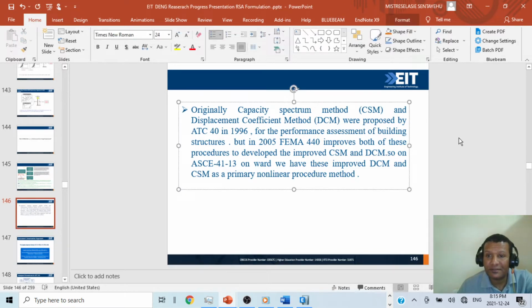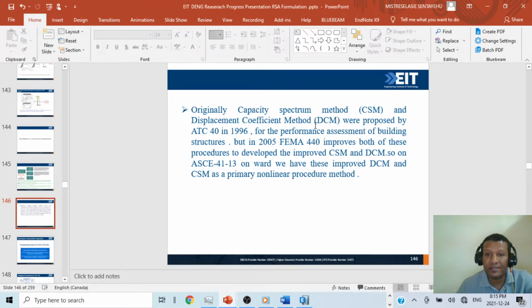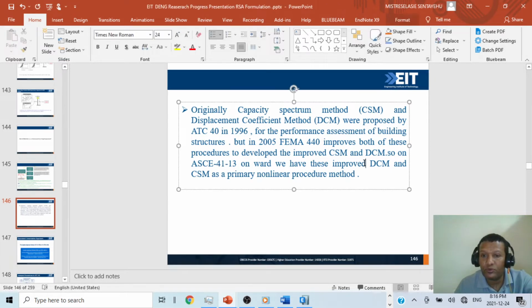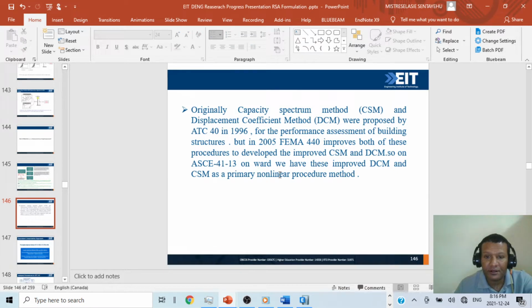Originally, the capacity spectrum method and displacement coefficient method were proposed by ATC 40 in 1996 for the performance assessment of building structures, but in 2005 FEMA 440 improved both of these procedures to develop the improved capacity spectrum method and the improved displacement coefficient method. So from ASCE 41-13 onward, we have these improved methods as the primary nonlinear procedure methods. This is just for information.